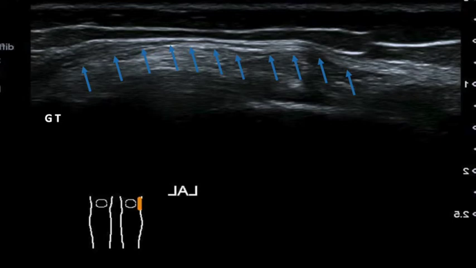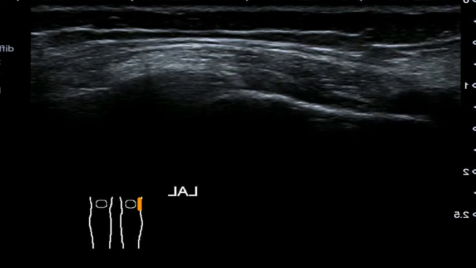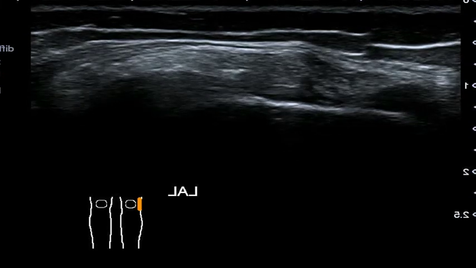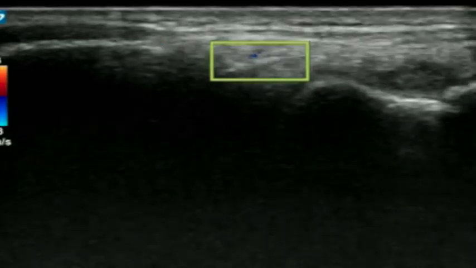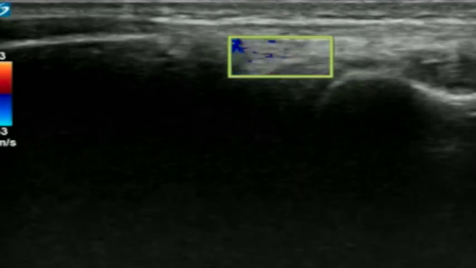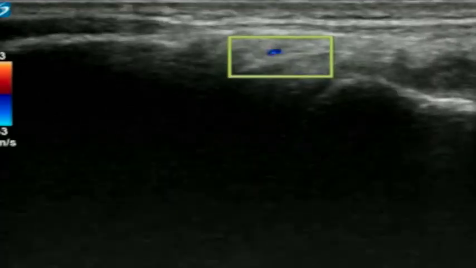You can clearly see that the ligament is loaded in this normal knee. You can see the increase in tension on the ligament when the knee is internally rotated. You can see here that the blood flow in the artery is interrupted when the knee is internally rotated. This does not happen when the anterolateral ligament is injured.